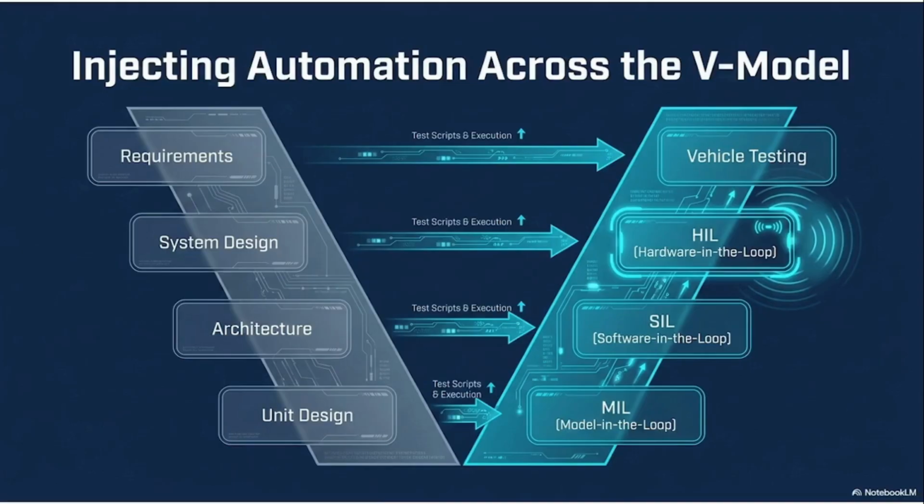In the automotive world, automation is applied across the entire V model. It's used in unit testing for individual code modules, integration to see how software components interact with each other, and most importantly, in the hardware in the loop environments, sometimes SIL also. Here we simulate the entire vehicle environment to test the ECU's logic without needing a physical car on the track.